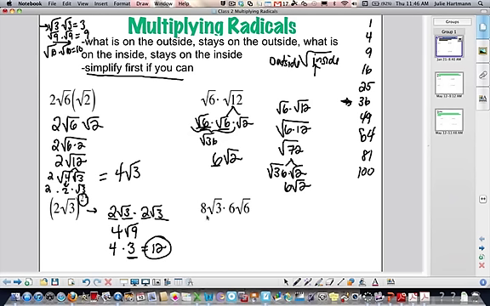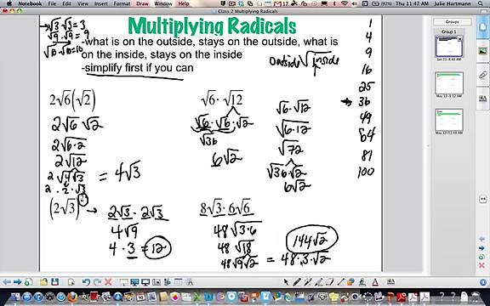All right. Next example, 8 times 6 is 48, and then root 3 times root 6, 3 times 6 is 18. All right, 18 reduces down to 9 times 2. Square root of 9 is 3, so that would be 48 times 3 times root 2. 48 times 3 is 144, root 2, and that's your answer.